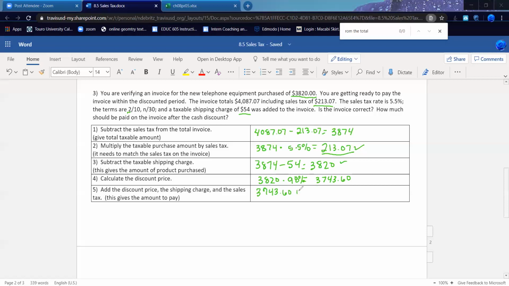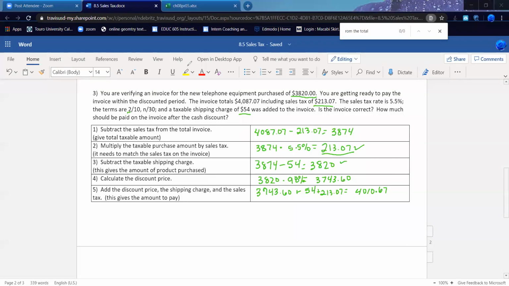Then I'm going to take that amount, so this is my discounted amount. I'm going to add my shipping charge, and I'm going to add my sales tax. And when I do that, I get $4,010.67. That is how much my invoice is supposed to be when I pay it, because I'm paying it before the discounted time, or within those first 10 days.